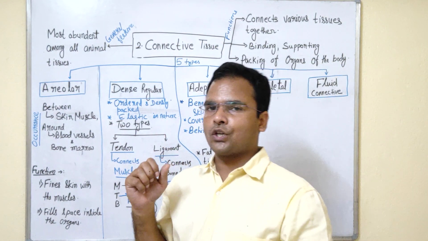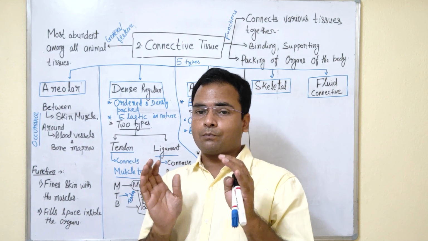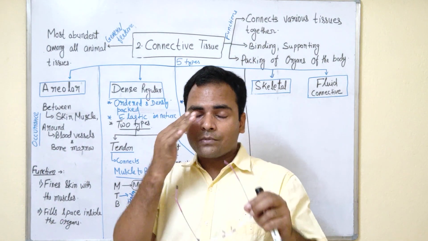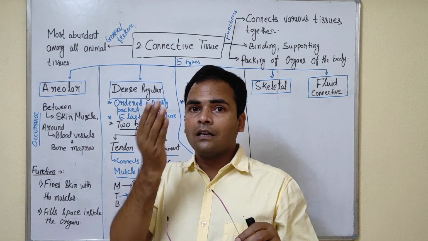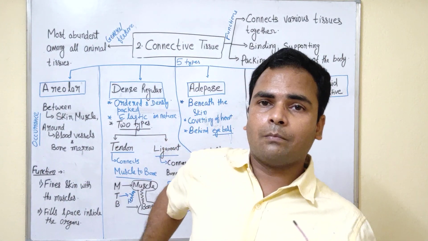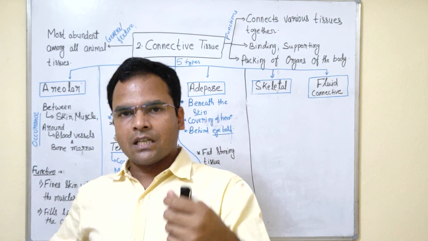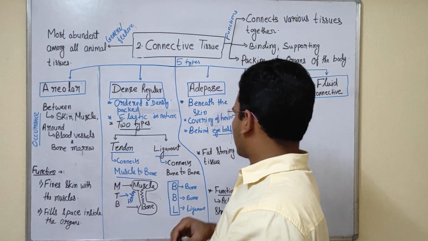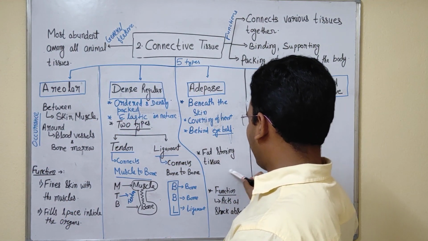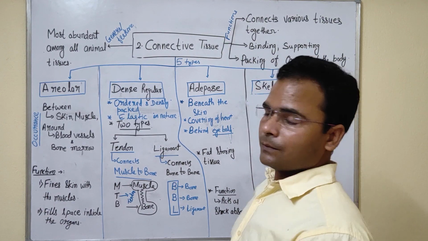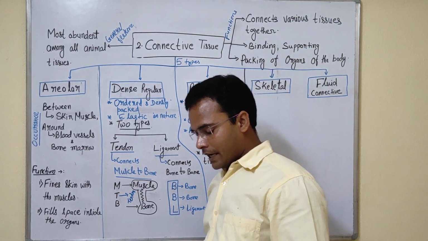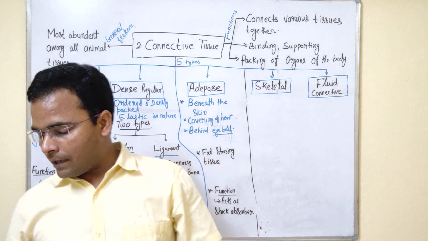It protects the organs. Like sometimes there is a stroke in the eyes or somewhere in the tummy region. Because of the adipose tissue, we feel less stress. So its function is storing the fat, and it acts as a shock absorber. So three types we have discussed.